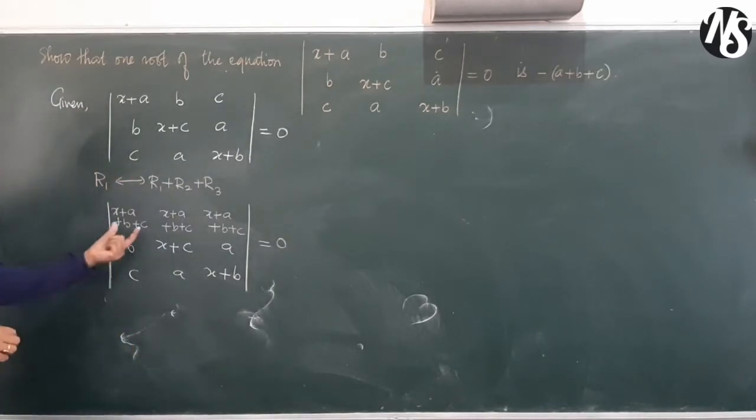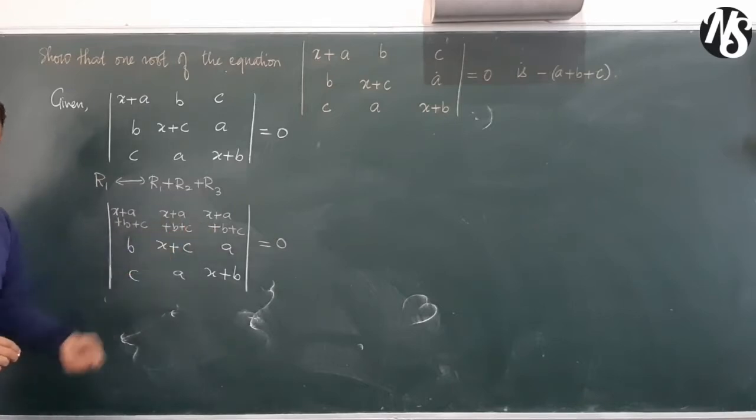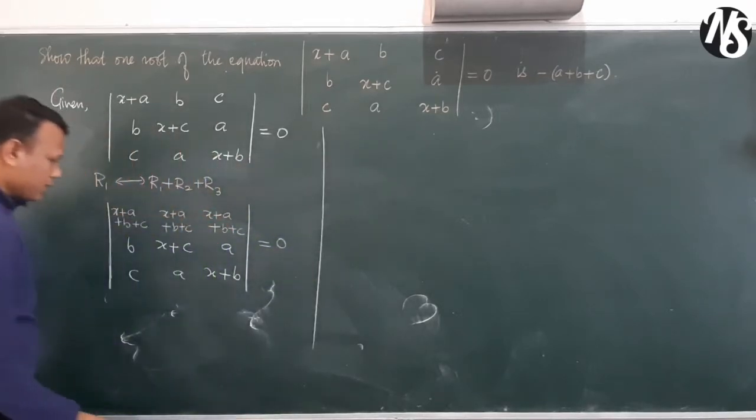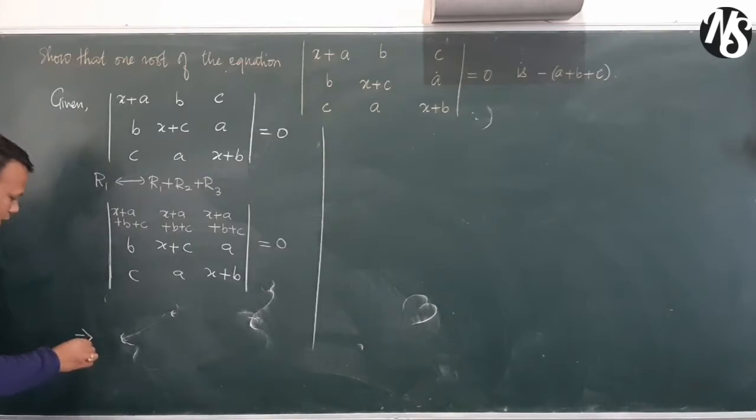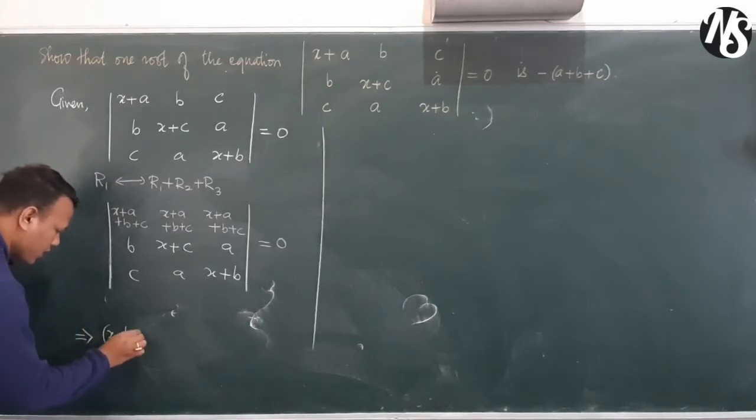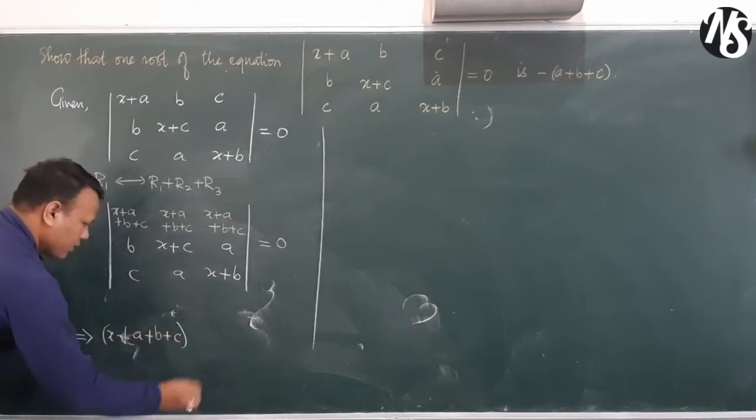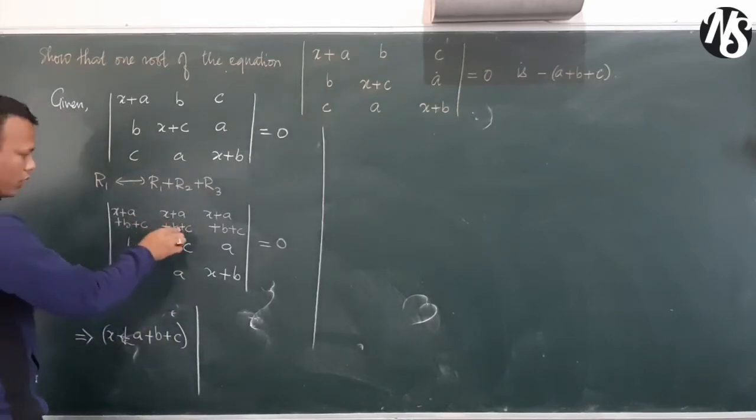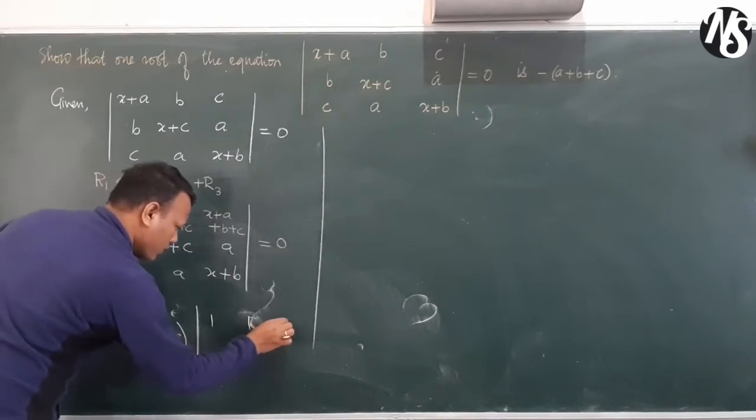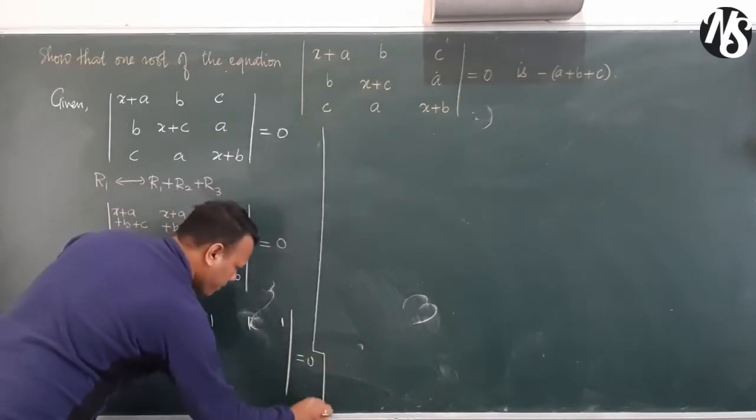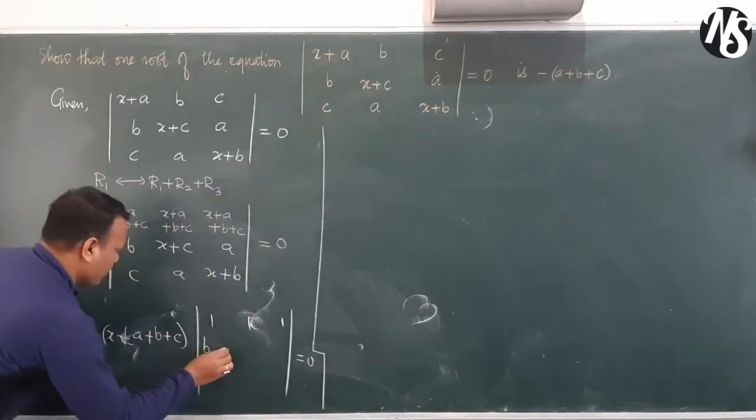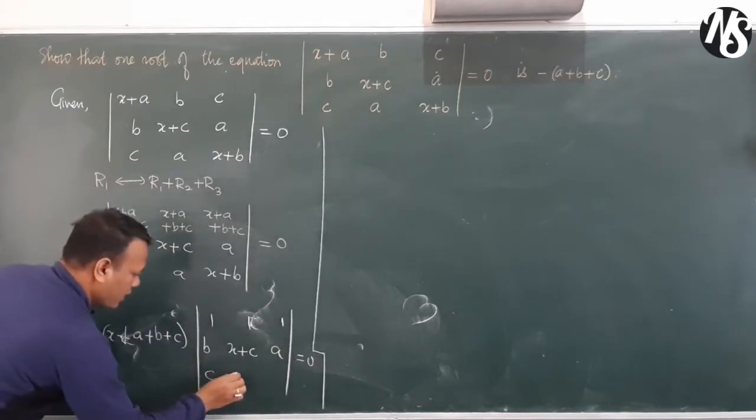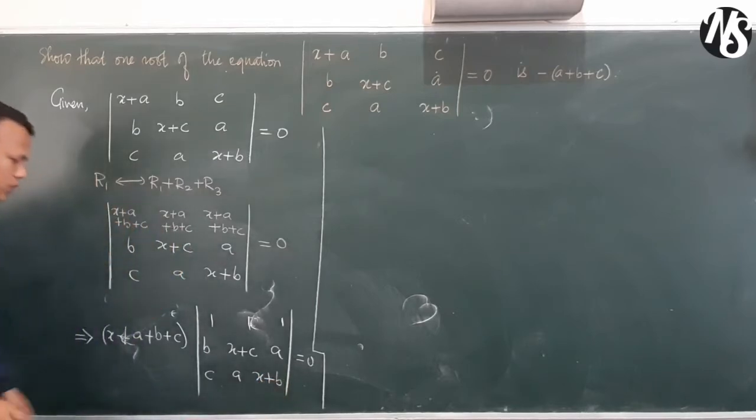Now see, all the elements of the first row are the same, so let me take it outside. So you get x plus a plus b plus c outside. In the determinant you are left with 1, 1, 1 in the first row, equal to 0. Remember that. Then we have b, x plus c, a, and next c, a, x plus b. So this is what we get.